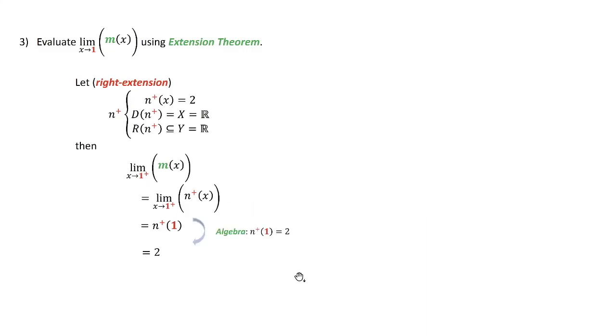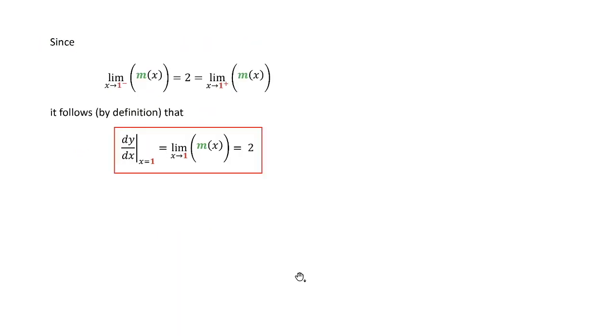So again, I have a left limit, a right limit. They're the same. So it follows by definition of the limit. Remember, when you write x goes to 1, you mean x goes to plus or minus 1. You just summarize this. So the slope of the secant line is 2.